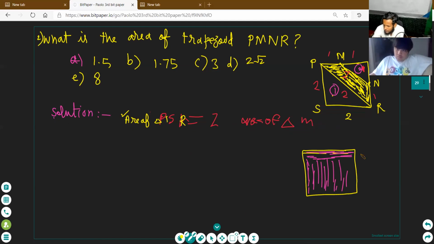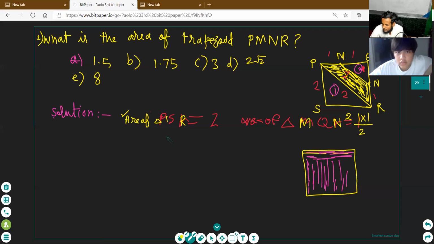Triangle M capital. What's the side of this? This is Q. Sorry, this is Q. MQN, right, N. Not 1. Use the formula. Which formula are you using? 1 by 2, 1 times 1 divided by 2.